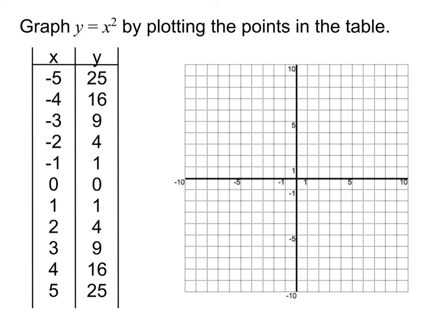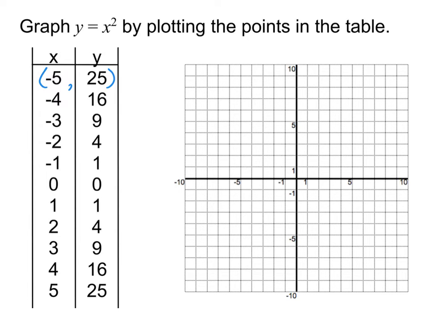So to continue doing the same thing, I now have a new table. This one's a table of the y equals x squared values. And I again want to start plotting my points. My very first point in my table here is -5, 25. But you'll notice that my graph only goes up to 10. It doesn't go up to 25. So what do I do with that? Well, I'm just not going to plot that point on the graphing grid. And so then -4, 16.